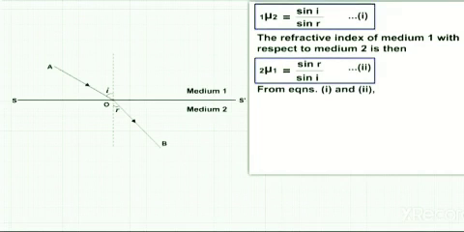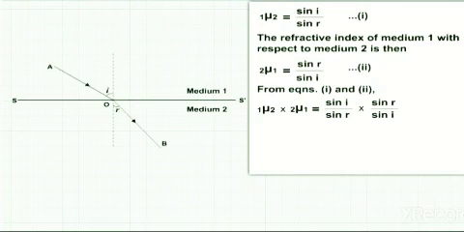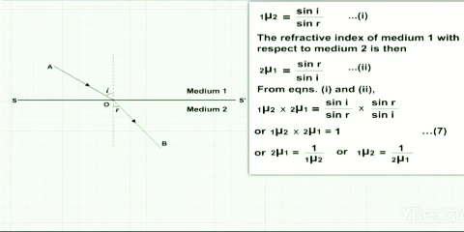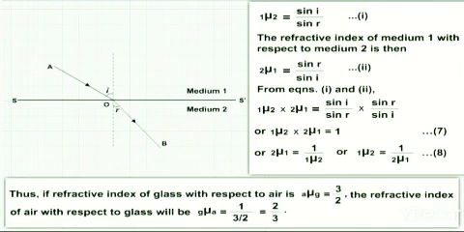From equations 1 and 2, mu21 into mu12 is equal to sine i upon sine r into sine r upon sine i, or mu21 into mu12 is equal to 1. Let this be equation 7. Or mu12 is equal to 1 by mu21, or mu21 is equal to 1 by mu12. Let this be equation 8. Thus, if the refractive index of glass with respect to air is mu Ga equal to 3 by 2, the refractive index of air with respect to glass will be mu Ag equal to 1 by 3 by 2, which equals 2 by 3.